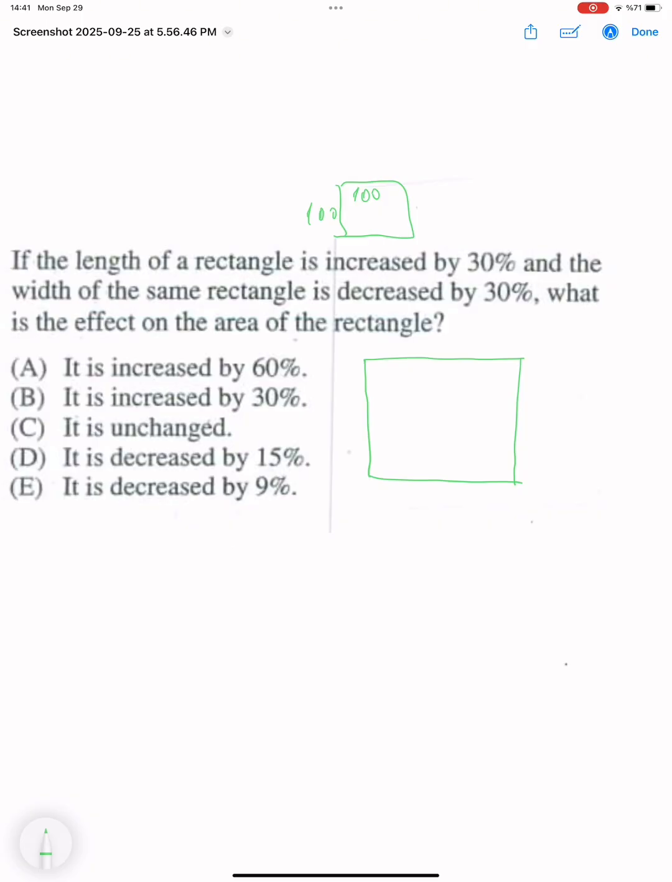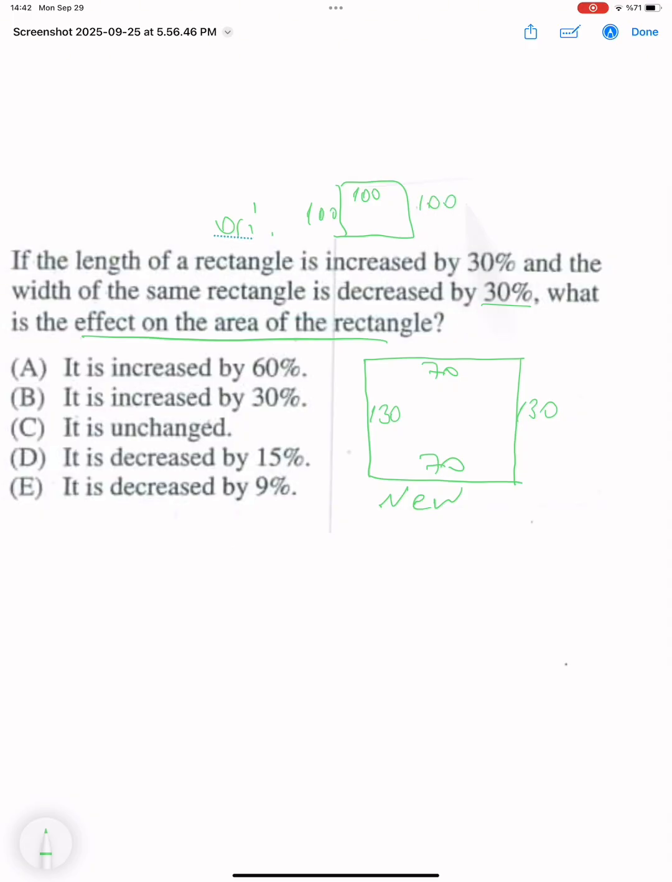So what does it say? Length of a rectangle is increased by 30%. So if I increase 100 by 30%, it's going to be 130. And the width of the same rectangle is decreased by 30%. If we decrease 100 by 30%, we're going to get 70. What is the effect on the area? So this is the original, this is the new.